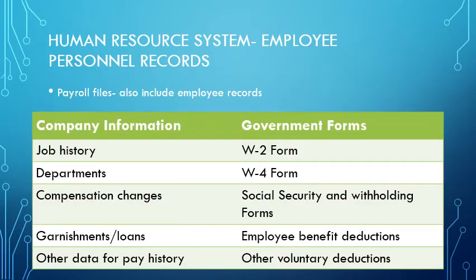The company information includes the job history, the departments the employee may have worked in, any compensation changes, garnishments and/or loans, and other data for pay history. The following government forms included in the payroll files are the W-2 form, the W-4 form, Social Security and withholding forms, employee benefit deductions, and other voluntary deductions.